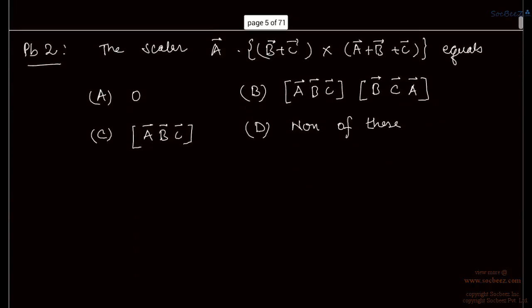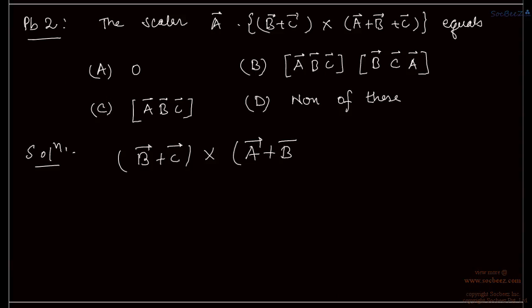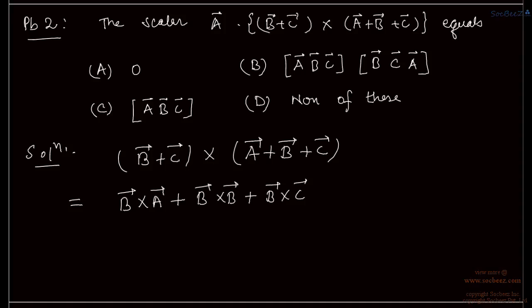So moving to the next question. The scalar product of A dot B plus C cross A plus B plus C equals to. So let us first calculate vector B plus vector C cross vector A plus vector B plus vector C. So this will result in vector B cross vector A plus vector B cross vector B plus vector B cross vector C.